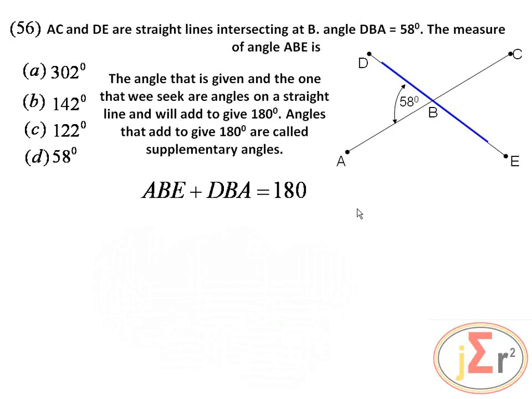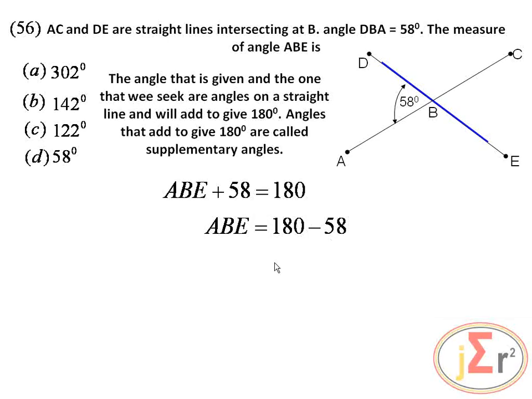Let us substitute the one that we know. DBA is 58 degrees. Transposing, we get ABE is equal to 180 degrees minus 58. ABE is 122 degrees. The correct answer is option C.